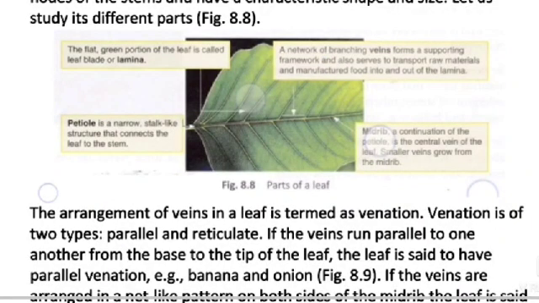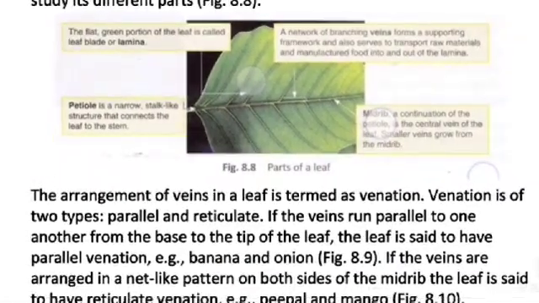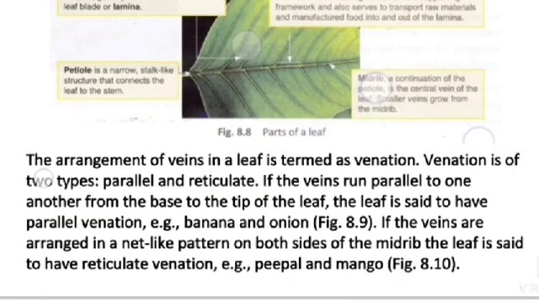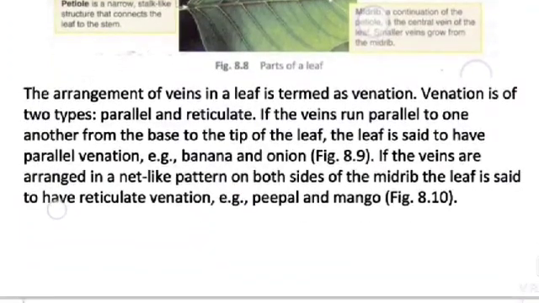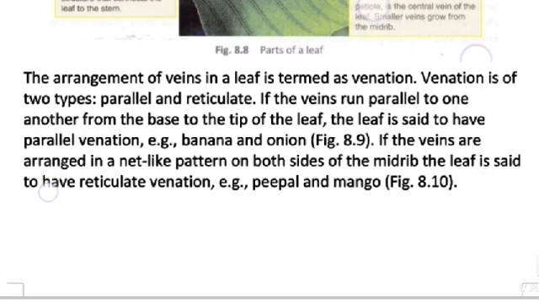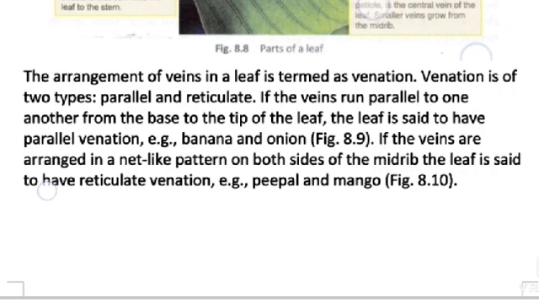A network of branching veins forms the supporting framework and also serves to transport raw materials and manufactured food into and out of the lamina. The midrib, a continuation of the petiole, is the central vein of the leaf. Smaller veins grow from the midrib. The arrangement of veins in a leaf is termed venation. Venation is of two types, parallel and reticulate.